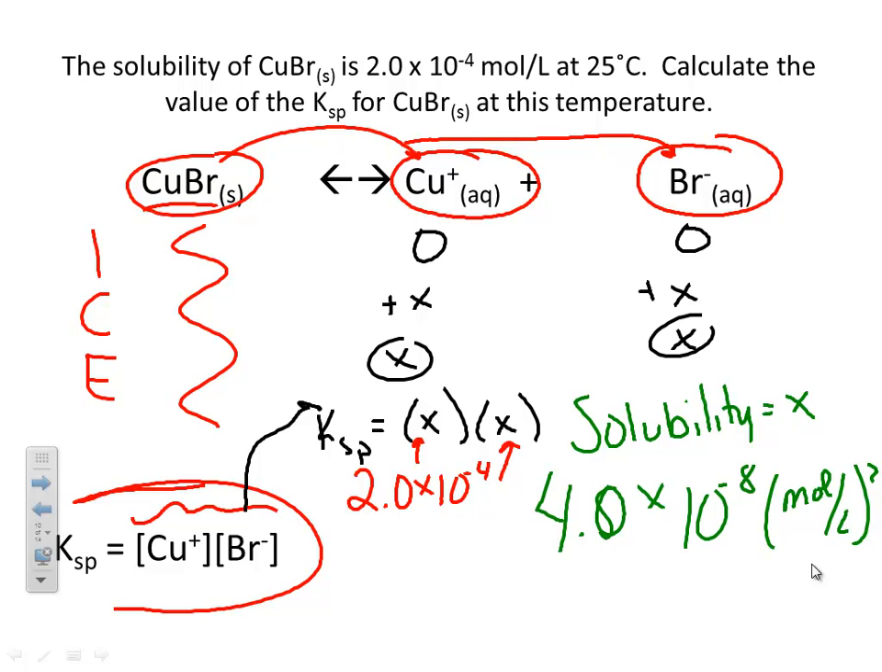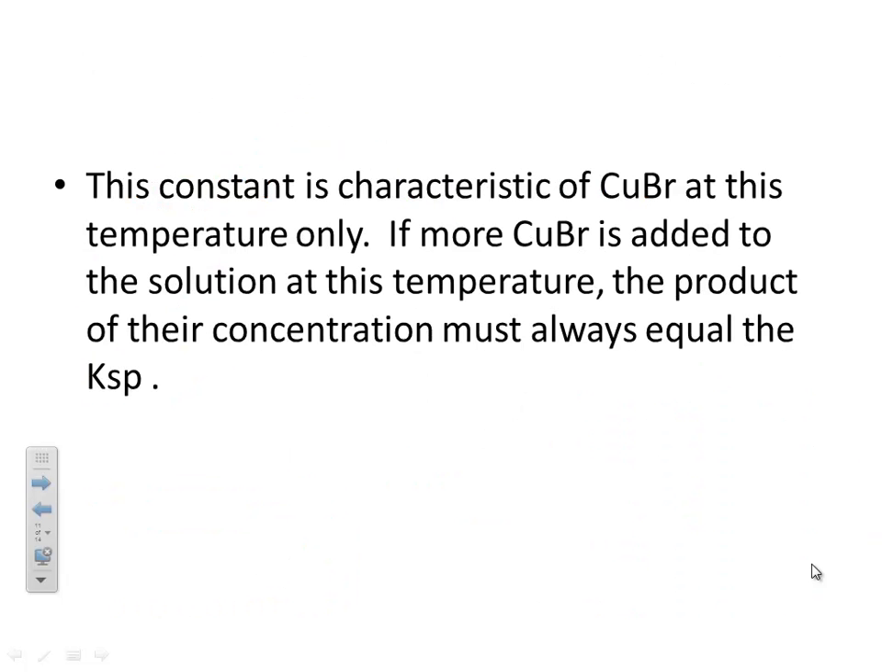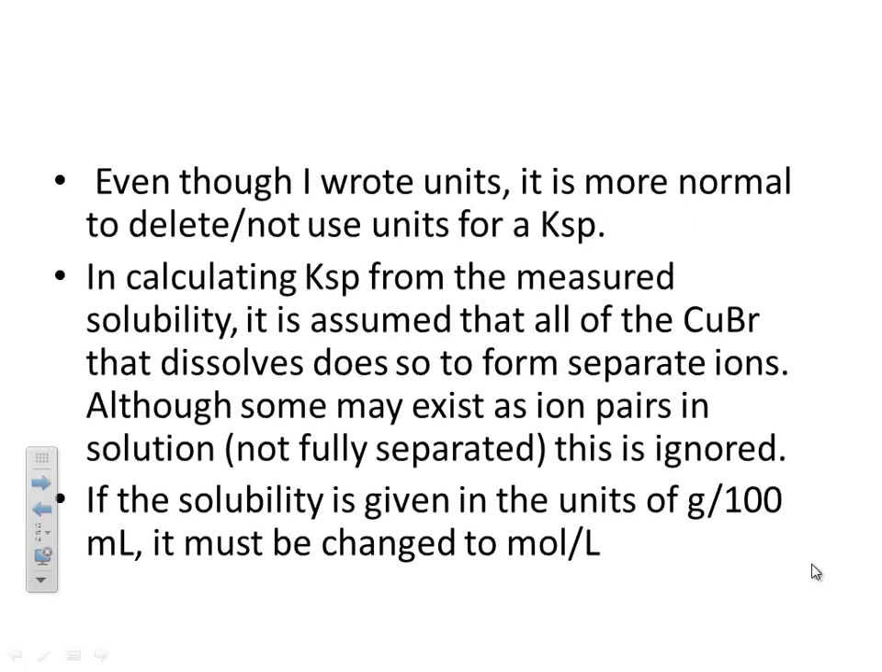This constant is characteristic of copper bromide at this temperature only. If more copper bromide is added to the solution at this temperature, the product of their concentrations multiplied together must equal this KSP that we just calculated. Additionally, even though I wrote units, it really is more normal not to use units for KSP.